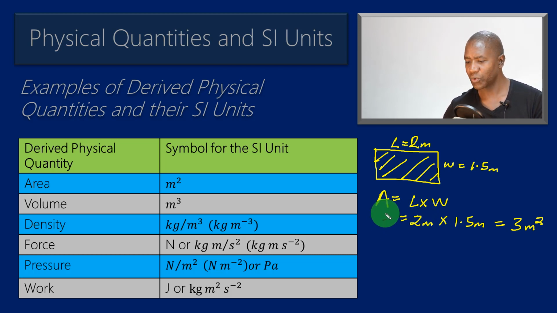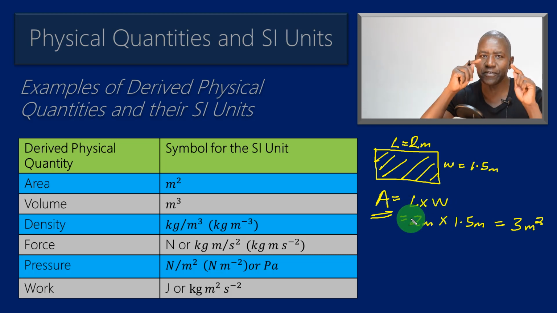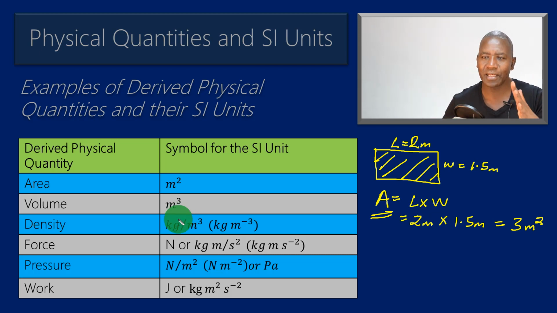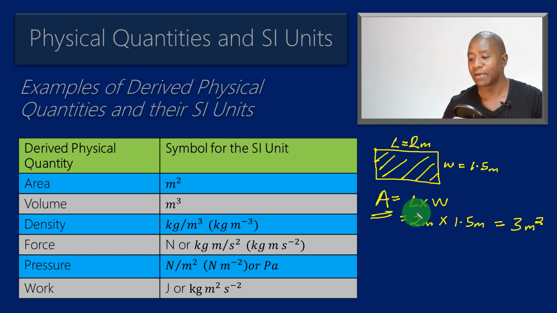Now what I want to alert you to here is that area is derived from length and another length. It is obtained by multiplying one physical quantity and another one. So you can see again, when we defined a derived physical quantity as a quantity which is obtained by either multiplication or division, you can see here area is obtained by multiplying 2 lengths.